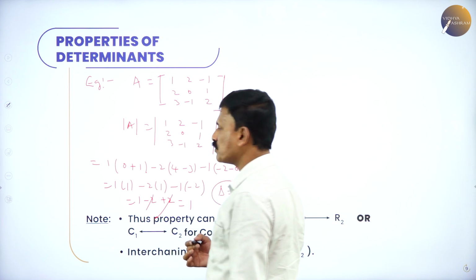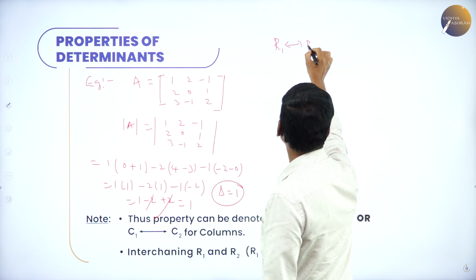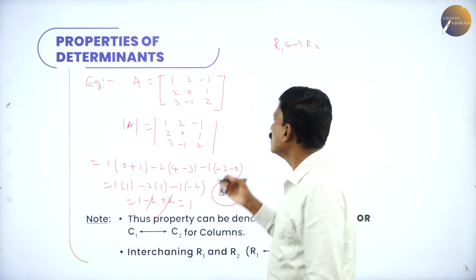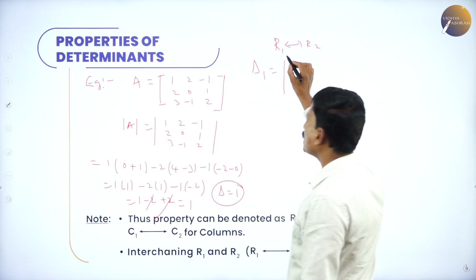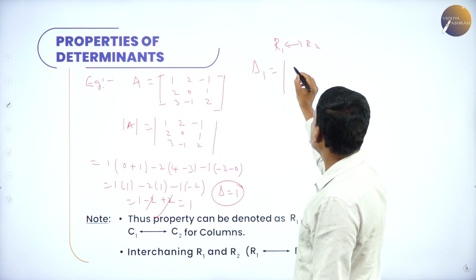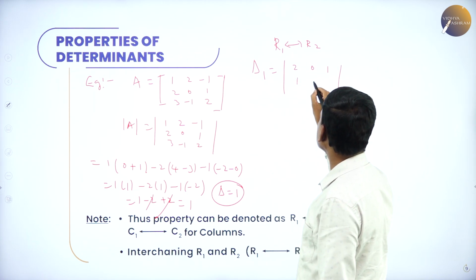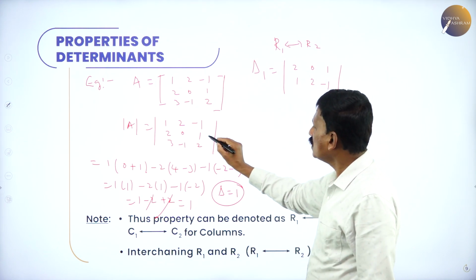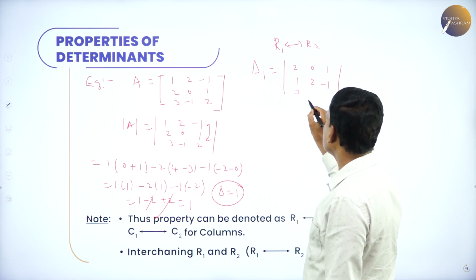Now according to the property, let us interchange the first and second rows. Call the new determinant delta 1. Interchanging the first and second rows, the first row becomes 2, 0, 1 and the second row becomes 1, 2, minus 1, and the third row remains the same: 3, minus 1 and 2.